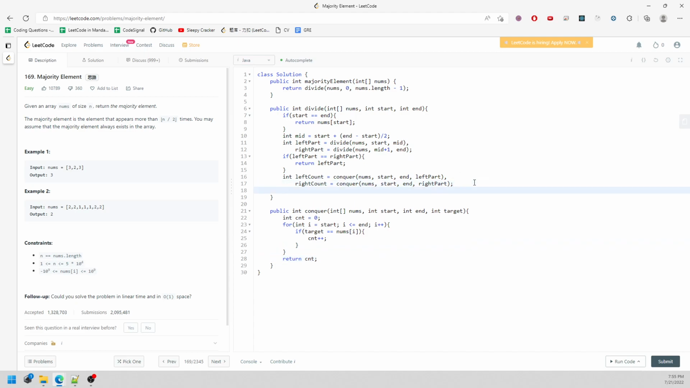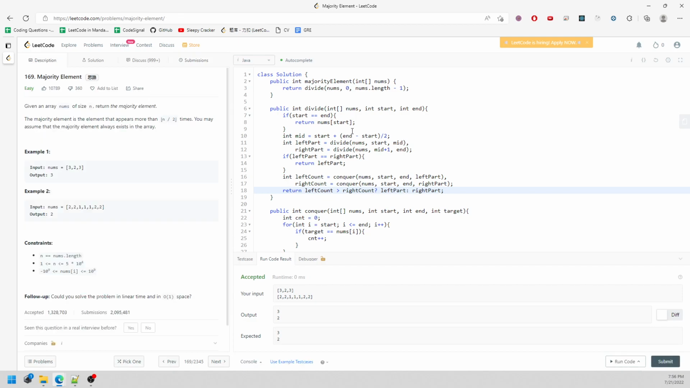And again, I need a return value for the int. So if the left count is greater than the right count, I'm going to return the left part or right part. Because left part and right part are values in the nums array, and left count and right count are the counts from the counter. So if the left count is greater than the right count, I need to return the left part, else the right part. So this is it.